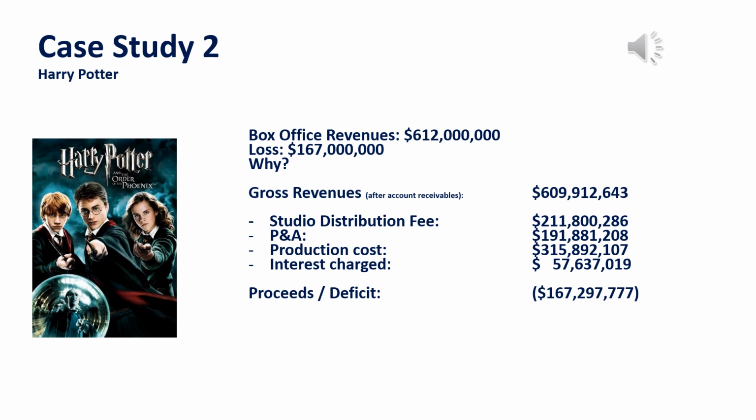$167,297,777. Each of these expense categories, the studio distribution fee, the P&A, the production cost, the interest, are all paid to the studio, and there are no caps on these amounts. That means the studio can charge whatever it wants for the services it provides. There's nothing wrong about it, but it's very hard to track expenses if there's no lid on them. That's why Harry Potter is a loss.